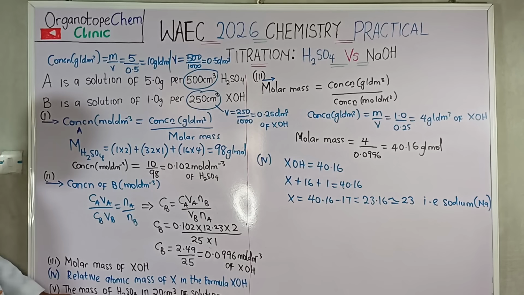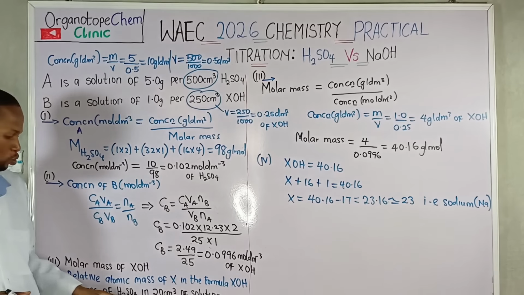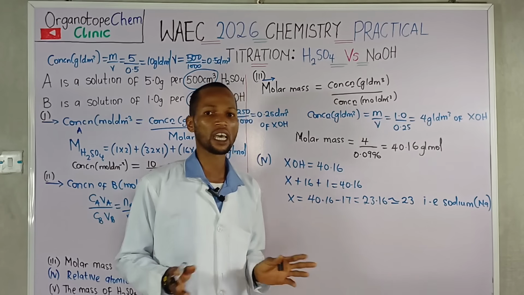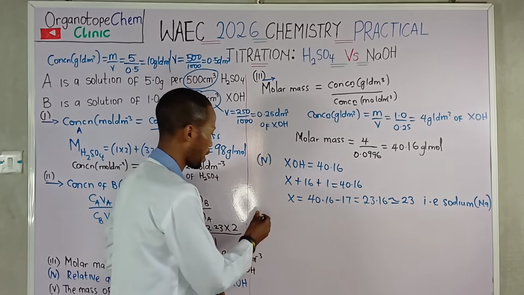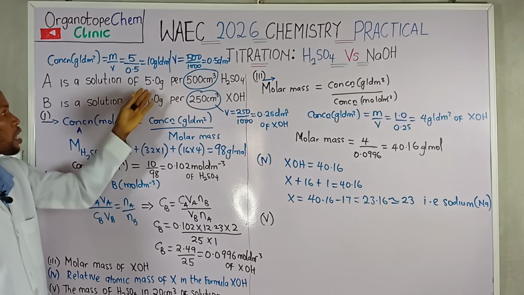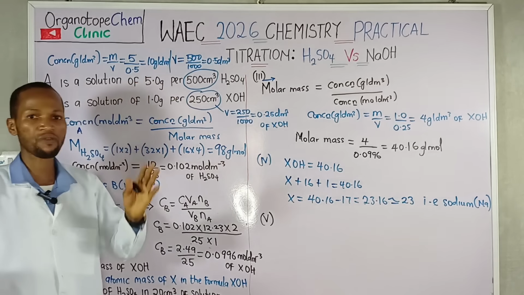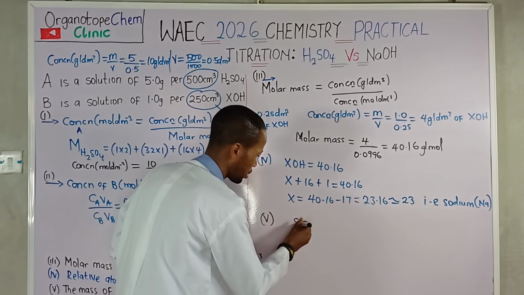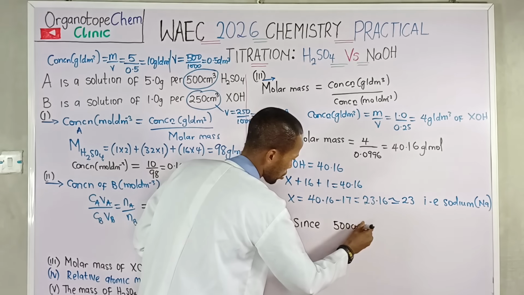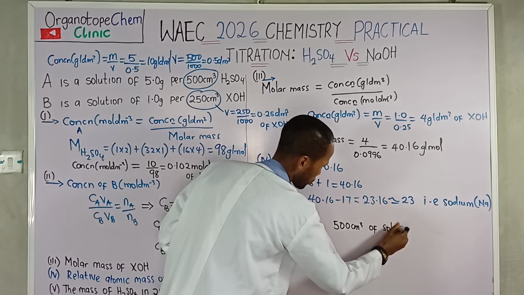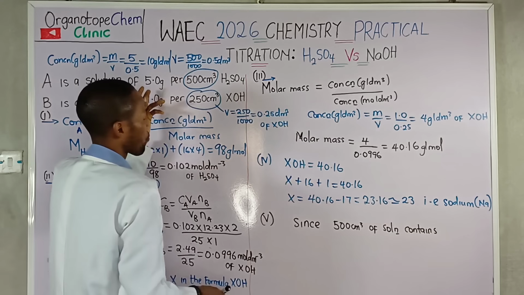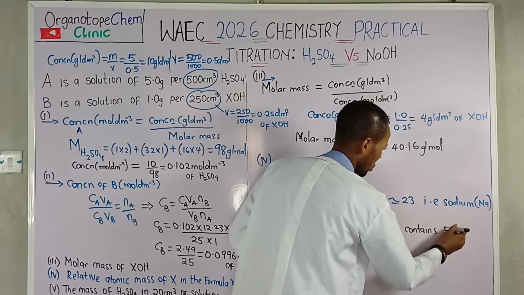We have the mass of H₂SO₄ in 20 cm cube of solution. We have to calculate the mass of H₂SO₄ in 20 cm cube of solution. What are we expected to do in order to determine this? We can see from the information given that we have 5.0 gram in 500 cm cube. So you're going to write, since 500 cm cube of solution contains 5.0 gram.